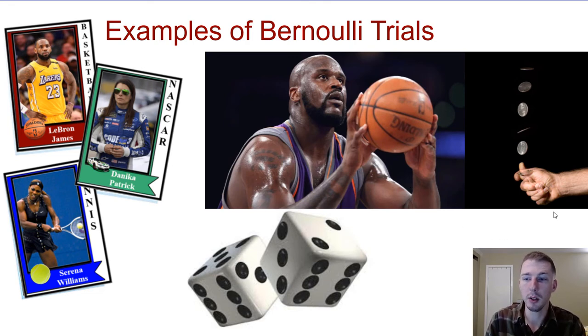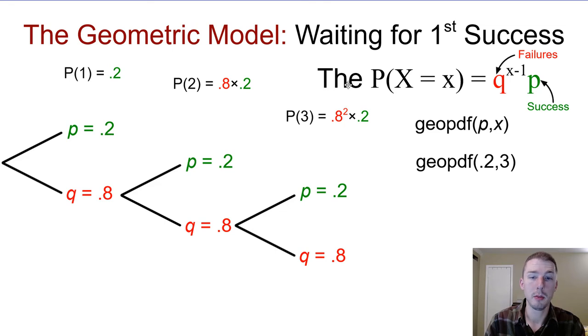Anyway, flipping a coin, success or failure. Define one of them as a success and the other as a failure. They're independent, good to go. All right, so the geometric model is waiting for the first success. So let's say, what's the probability that the first success was on the third one, which means we'd be using geometric PDF, which is the probability density function. Our probability in this case would be 20%.